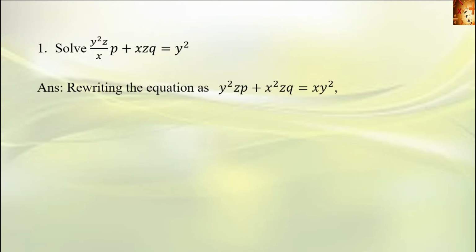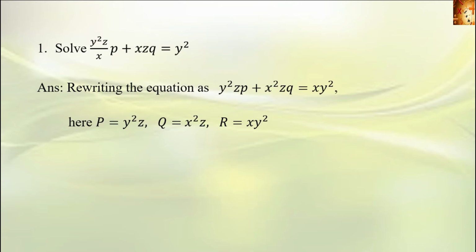Solve (y square z divided by x) p plus x z q equal to y square. Okay, rewriting the equation, here the denominator is x, so cross multiplying we get y square z p plus x square z q equal to x y square. Then compare this equation with the Lagrange's equation. What is Lagrange's equation? Capital P small p plus capital Q small q equal to R. So here we get capital P equal to y square z, Q equal to x square z, R equal to x y square.